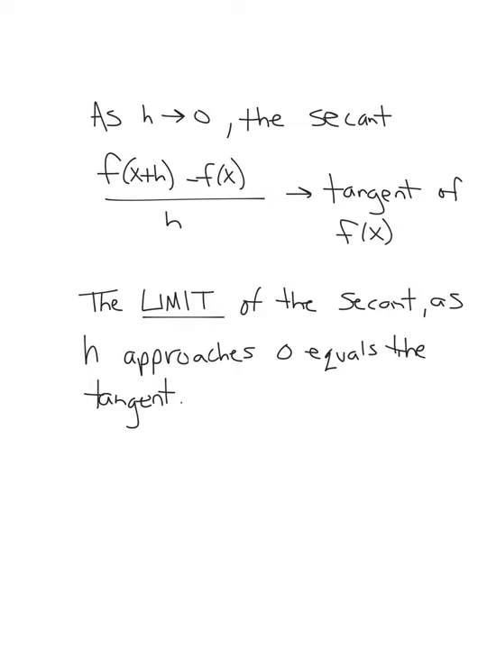As h approaches 0, the secant, so the formula that we had on the previous page, f of x plus h minus f of x all over h, approaches the tangent of f of x. So you can see this right here. We're going to be using this a lot, and it means approaches. I guess I used it up here as well. So in other words, the limit of the secant as h approaches 0 equals the tangent.